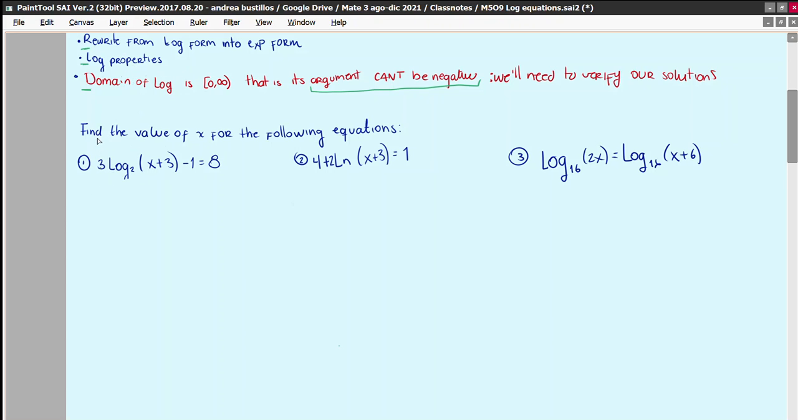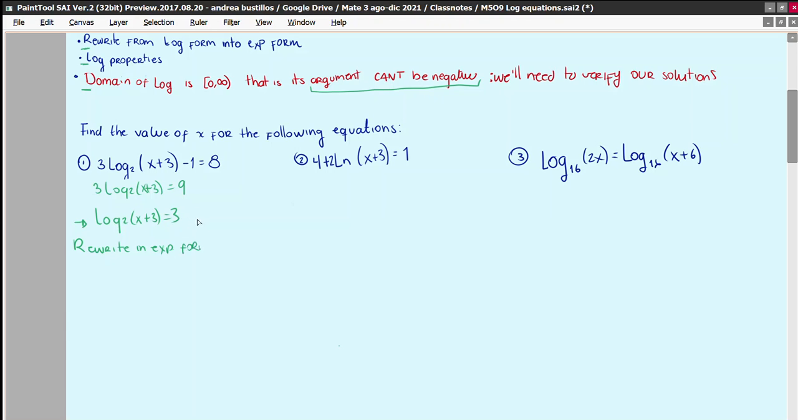So in this case, this logarithm has a 3 multiplying and a 1 subtracting. As the hierarchy of operations tells us, the first thing we have to do is add a plus 1 on both sides of the equation to get this expression. Next, the 3 is multiplying the logarithm, so we have to pass it to the other side, dividing, and 9 over 3 is 3. Lastly, my logarithm is completely isolated, meaning that I can rewrite it in exponential form.